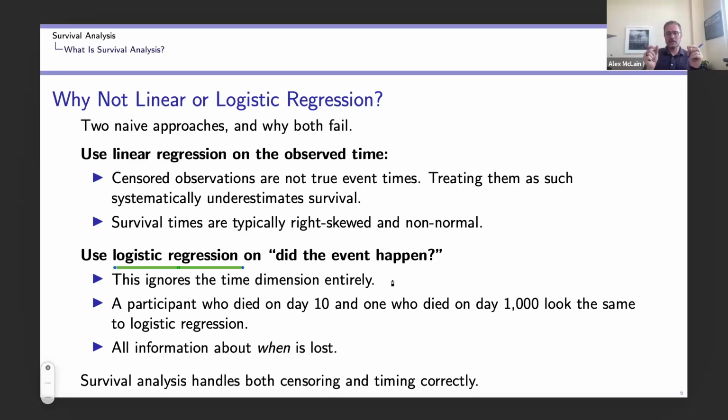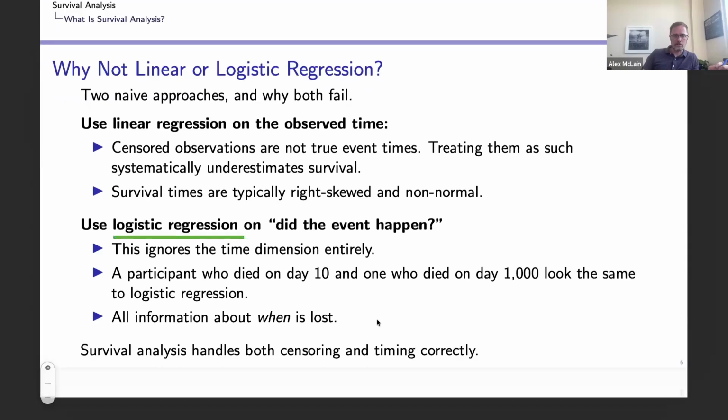Another issue is, let's say someone was in your data and they were censored at 4 years. Well, did they survive 5 years? We don't know. Maybe they did, maybe they didn't. So another issue with logistic regression is how do you handle censored observations when they are censored before however you're defining your event of interest. So logistic regression is not a way to do this either.